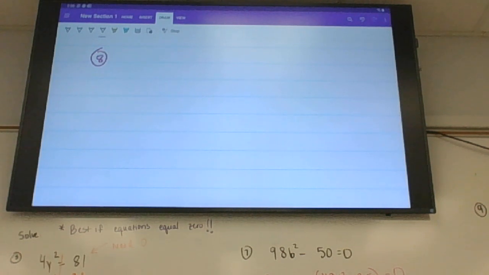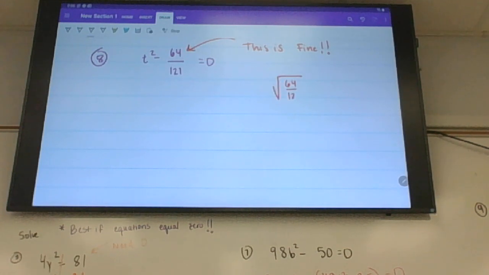So how do we square root a fraction? The top and bottom separate. I knew that. This is fine. All this math is good in my brain. The square root of 64 over 121. You can just do the top separate from the bottom. It's 8 over 11. Okay, this is okay.